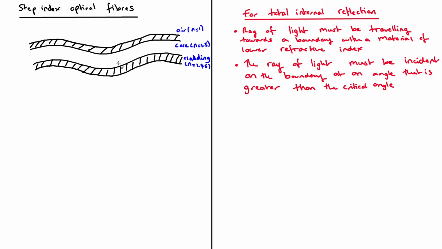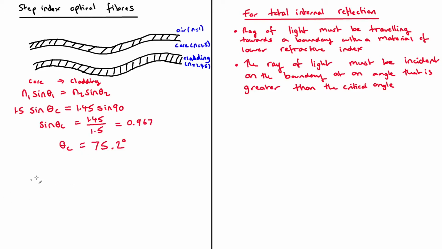So let's calculate the critical angle again now with the cladding in place. So write out Snell's law. Again, we're going from the core to the cladding here. The boundary we're looking at is the core-cladding boundary. So the refractive index of the core is 1.5. Angle of incidence is the critical angle. Of course, if we're calculating the critical angle, the angle of refraction will be 90 degrees. We're looking at that limiting case between the ray being refracted out and being reflected back. Now when we do that, we come out with the critical angle of 75.2 degrees.